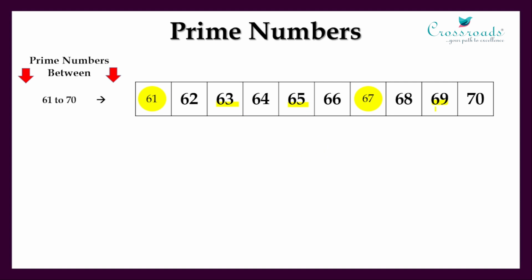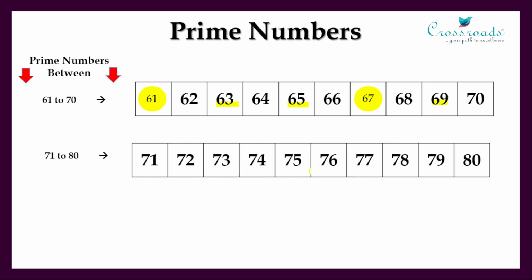63 and 69 are multiples of 3. So, it will go in 3 tables as such. So 3 21s are 63, and then 3 23s are 69. Hence both are again composite numbers. Left with 65. So 65 is again a multiple of 5. So 5 13s is 65. Hence it's a composite number.